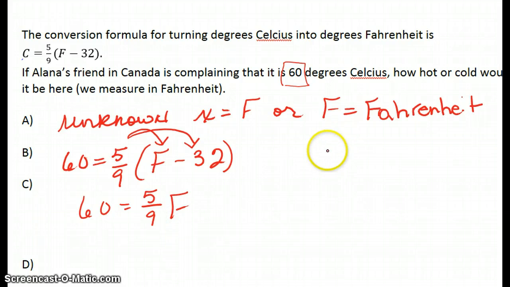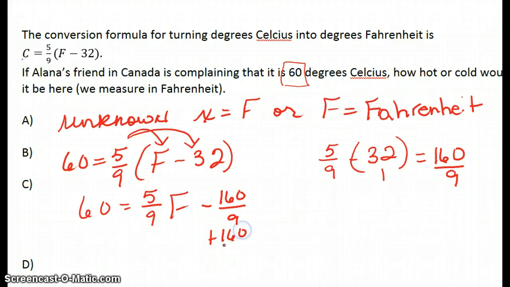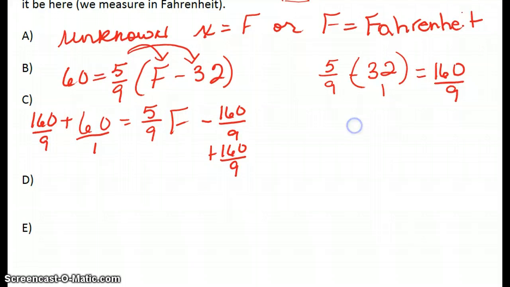I'm going to have to come over here to do 5/9 minus 32, or times 32, excuse me, over 1. And that doesn't divide out nicely, so I'm going to have 32 times 5 equals 160 over 9. So now I'm subtracting 160 over 9. I'm going to add 160 over 9 here. Now I need a common denominator with that 60, so I'm going to have a big number here. I'm going to have to multiply this by 9 and 9.